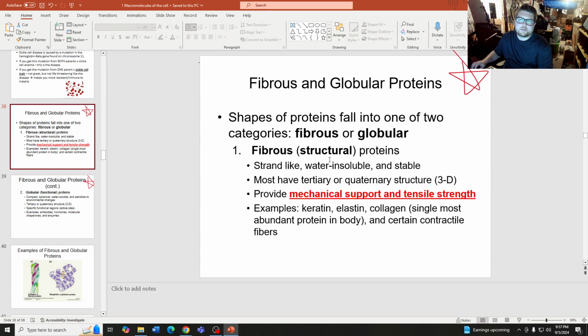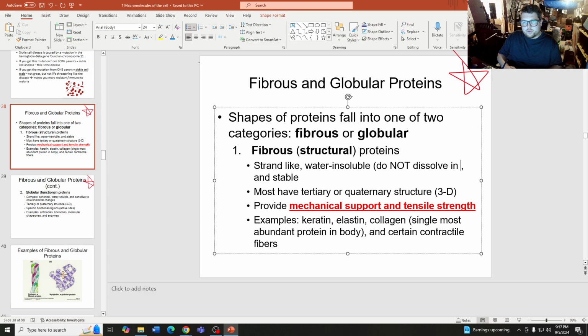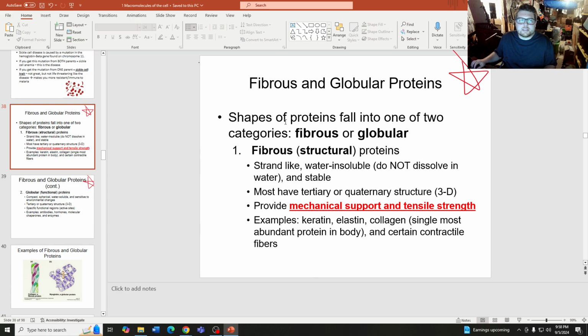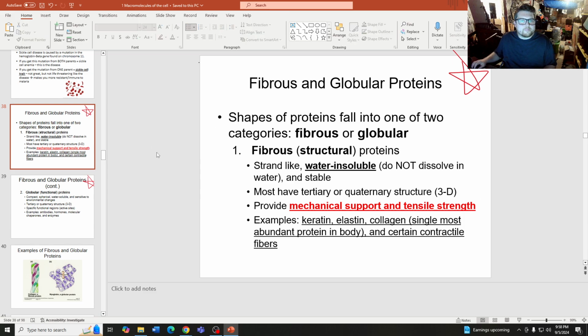You have fibrous proteins, which are structural proteins. They are strand-like, water-insoluble, meaning they do not dissolve in water, and they are stable. Most have tertiary or quaternary structure. They provide mechanical support and tensile strength. Examples are keratin, which is in your skin, elastin, and collagen, collagen being the single most abundant protein in your body, and then certain contractile fibers. Know everything on this slide. If you know everything on this slide, that's free points. They almost always ask about them being water soluble or insoluble. They like to ask about the popular examples as well.